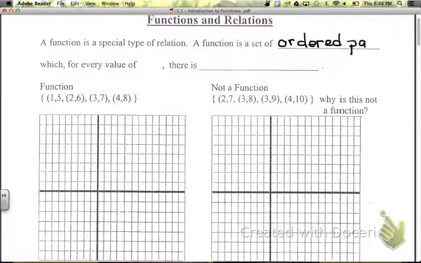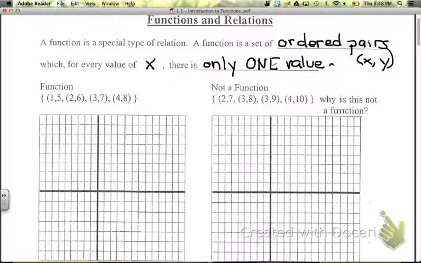And remember, an ordered pair is always in the form of x, y, which for every value of x, there is only one value of y. So I can't have more than one value of y for every x. So we have two examples here. We have an example of a function and we have an example of not a function.